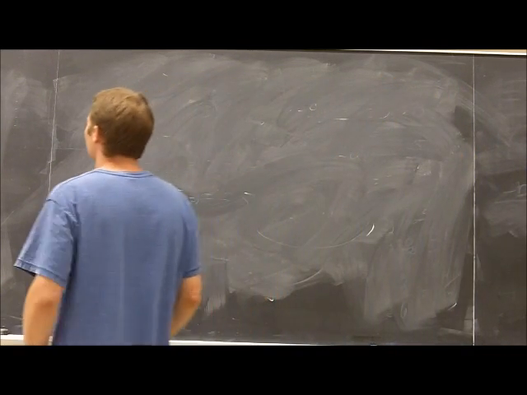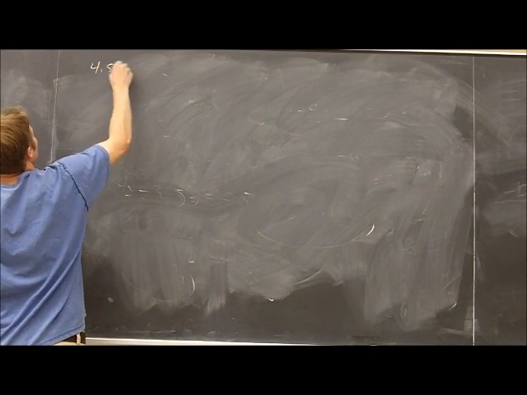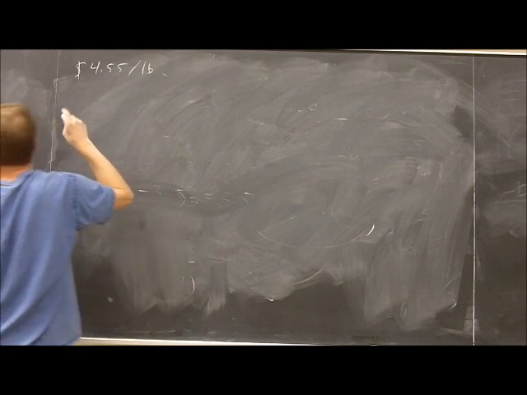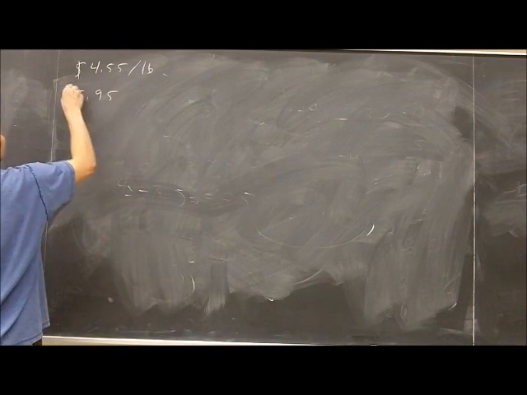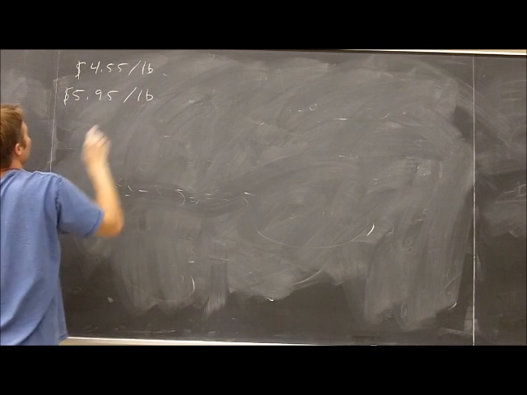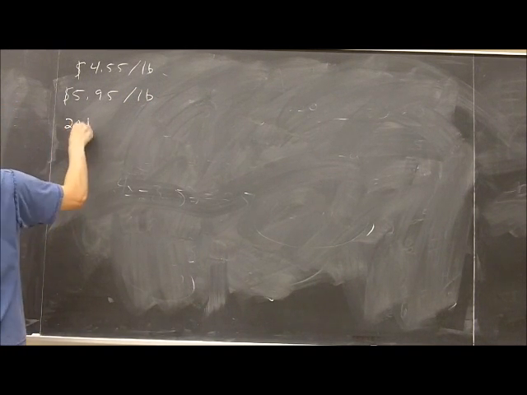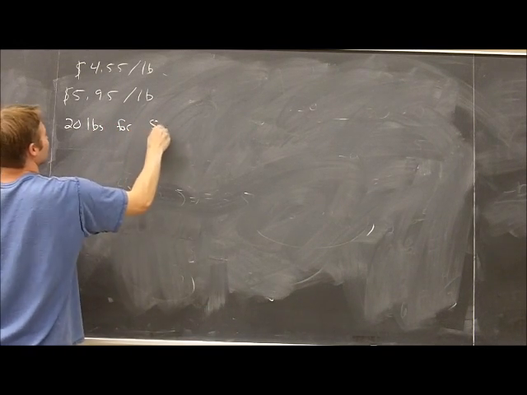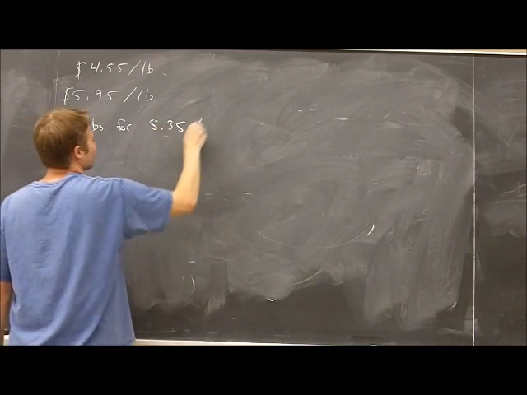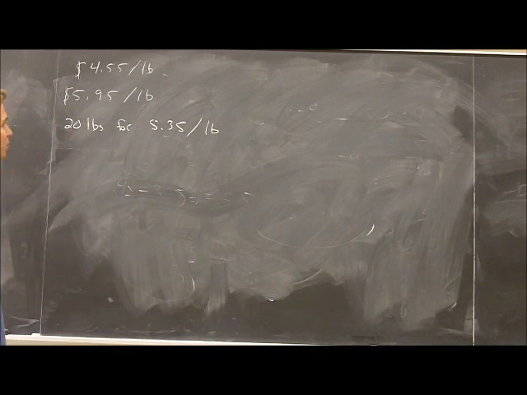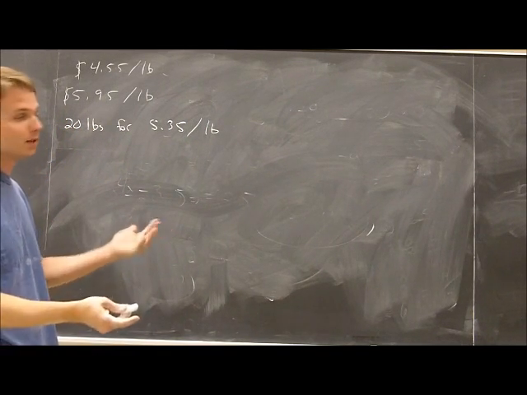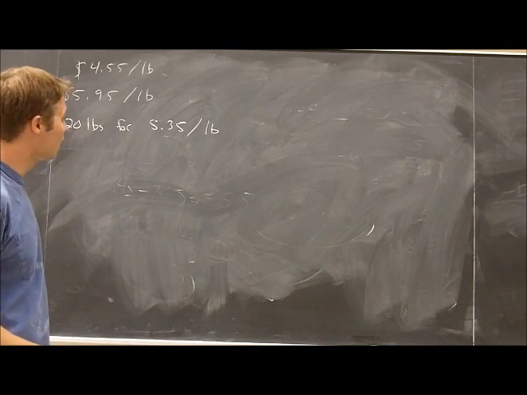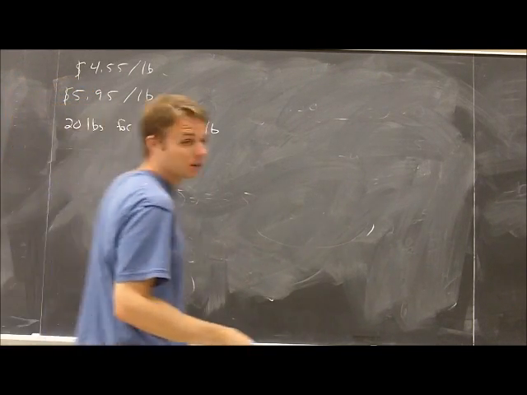We want to mix some coffee that sells for $4.55 a pound with some other coffee that sells for $5.95 a pound. And we want to mix it together in such a way that we get 20 pounds of coffee that sells for theoretically $5.35 a pound. So how much of each of these should you mix together, assuming that they mix together well to make coffee that's worth this amount?